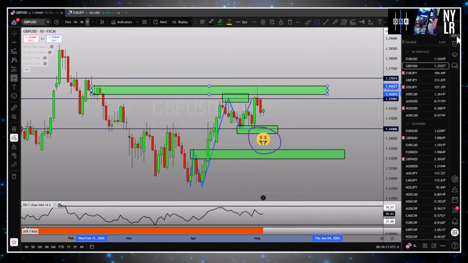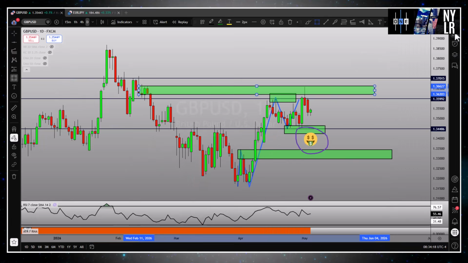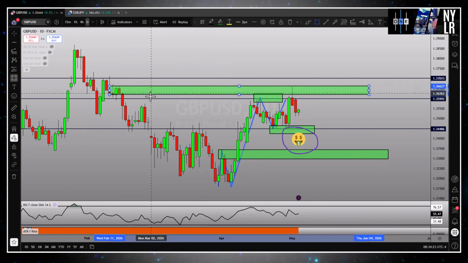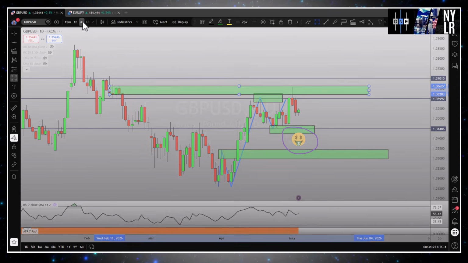You see these things on the side here? These are pairs. Find another one that has opportunity. But we don't want to be in a rush to lose our money. All right. Let's go down to the 4 hour real quick.